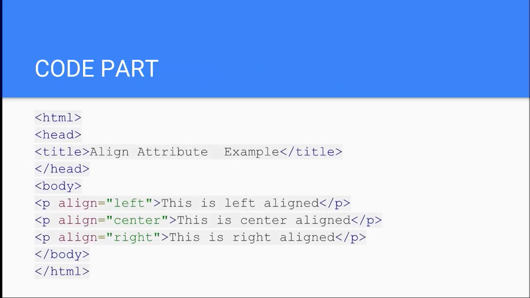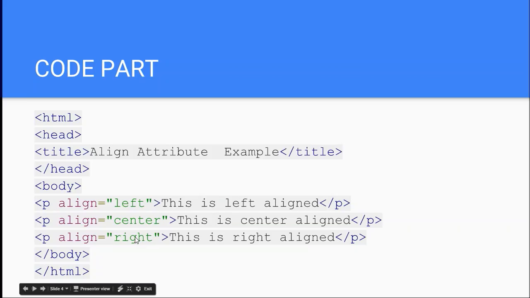So let us see the code part again. Here in this code, we have three different paragraphs. The paragraph 1, this is a left. So we want to align this paragraph on the left side. So we are writing this. This is a left align. And we have one more paragraph. We want to put that in the center, and the third one on the right side.